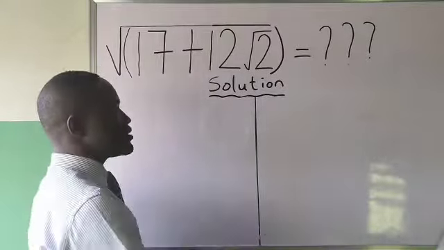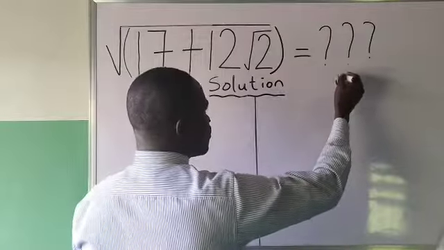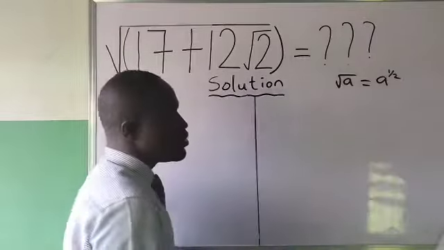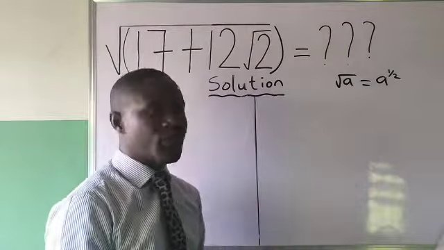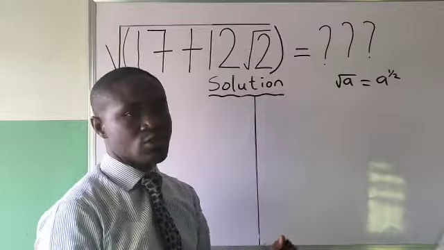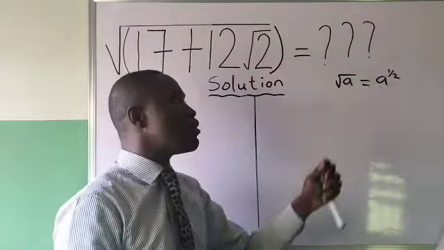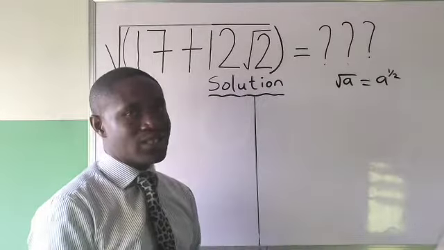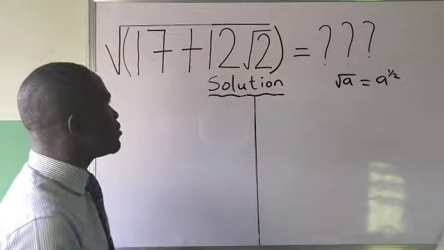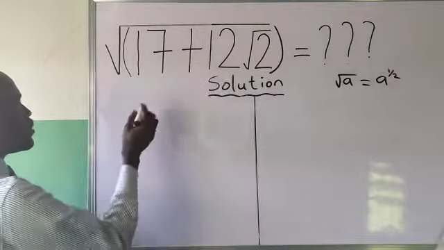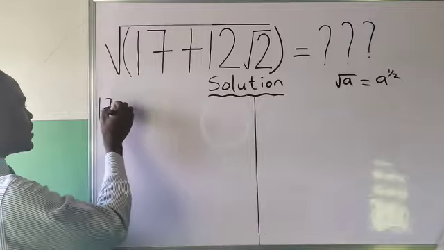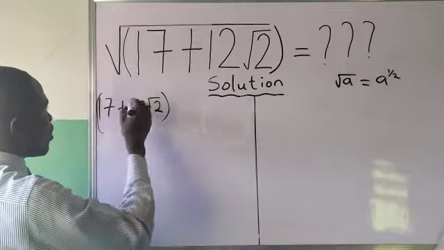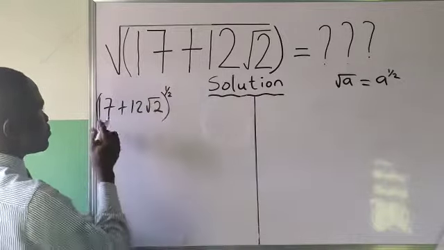Now, first, from indices, we noted that this simply means a raised to the power 1 over 2. That is, power of 1 over 2 simply means square root. This is what we call the fractional index law of indices, and indices simply mean power. Then, from this question, we will say that this simply means 17 plus 12 root 2, all raised to the power of 1 over 2.